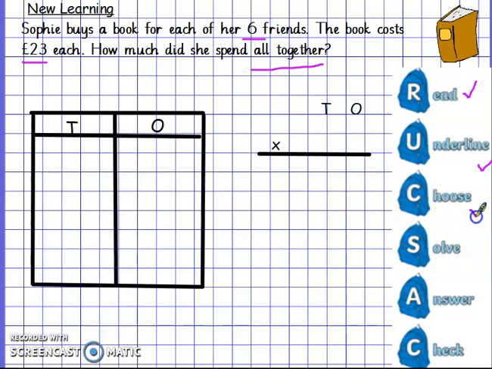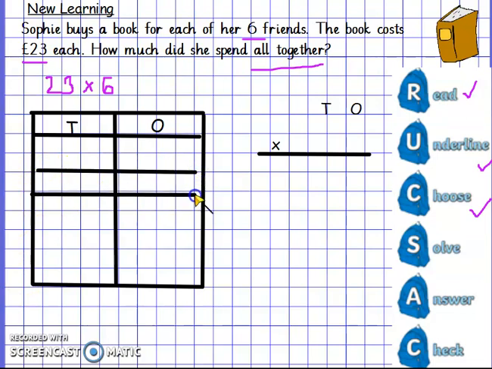Well done. So you should have chosen your method. I'm going to have a go at the grid method here. So the sum that we're doing, let's write it on top so we don't forget. The books cost £23 each, and Sophie bought 6 of them for 6 of her friends. So we need to divide our place value grid into 6 pieces.